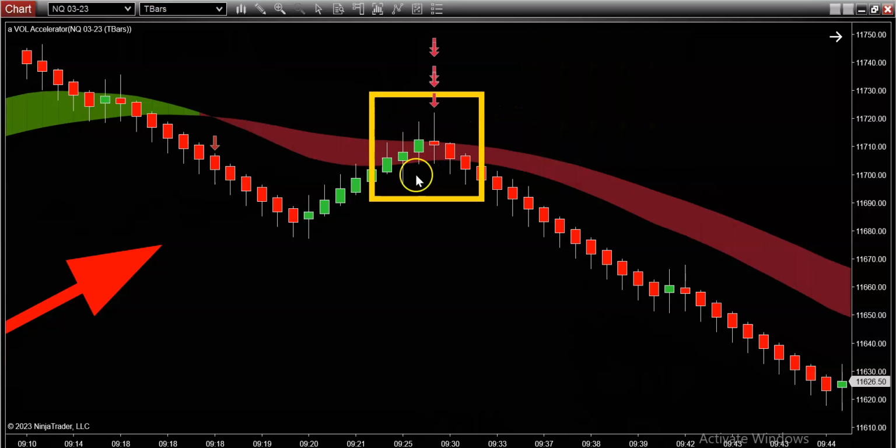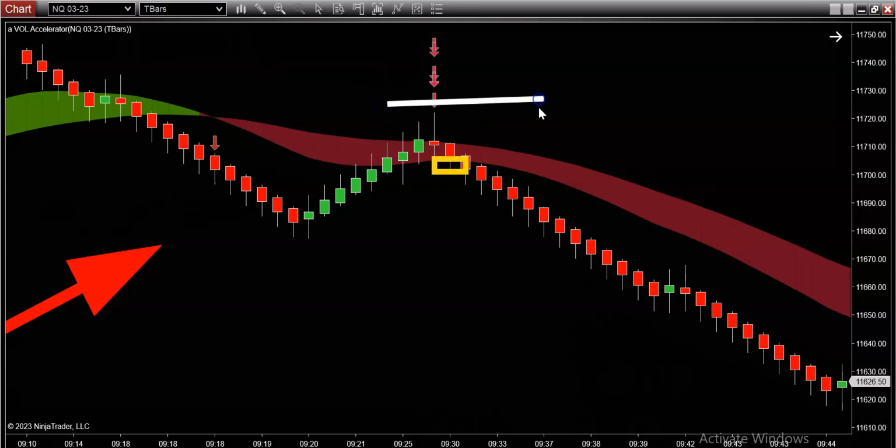And so, how do you play it? Well, what I like to do is go short on the open of the next bar. Let me get this out of the way here one second. So I like to go short on the open of the next bar, and my stop loss would get placed 1 or 2 ticks, or pips if you trade Forex, above the signal bar's high.